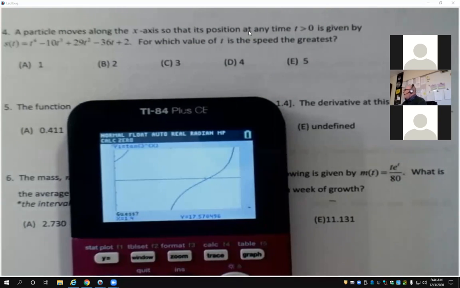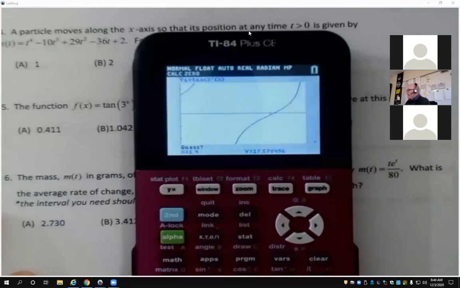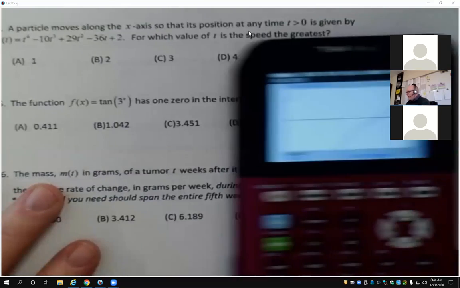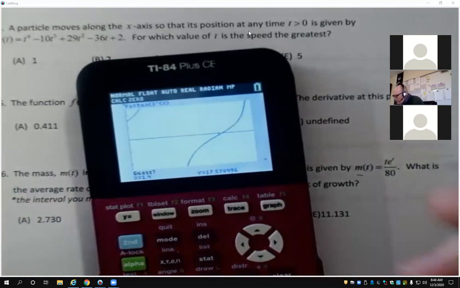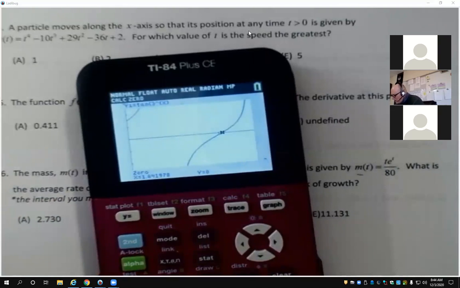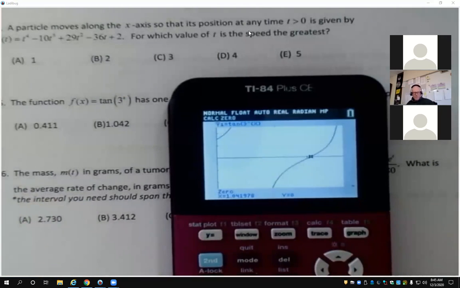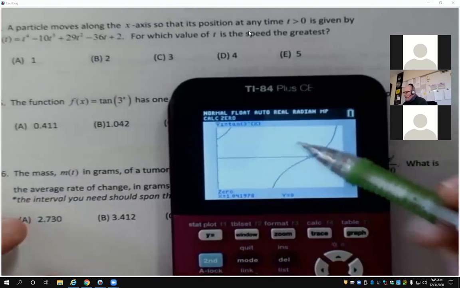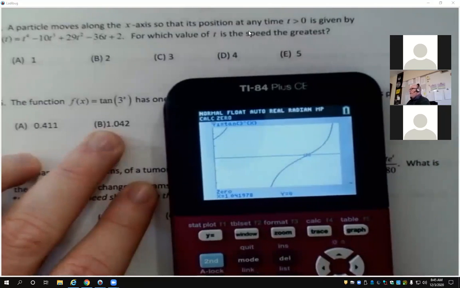Okay, and my calculator tells me 17.57 something. And I'm actually surprised that that is not one of your answer choices on this question, because it's common to just go, oh, there's my answer. Okay, oh wait, I didn't hit guess yet. That wasn't it. There we go. At 1.04. Is that one? Yeah, that one is on there. Okay. All right. So it tells me that the 0 is at 1.042, and that is one of your answer choices.